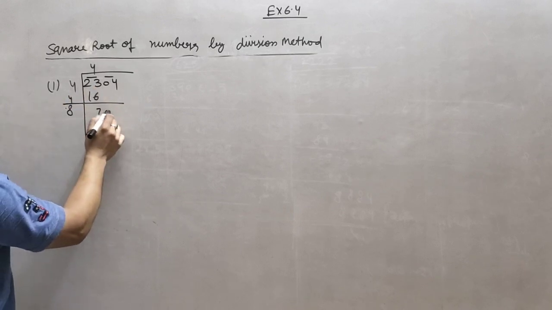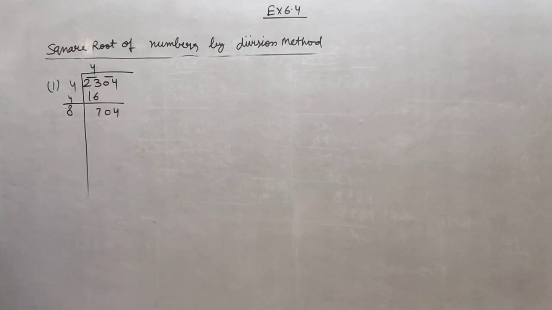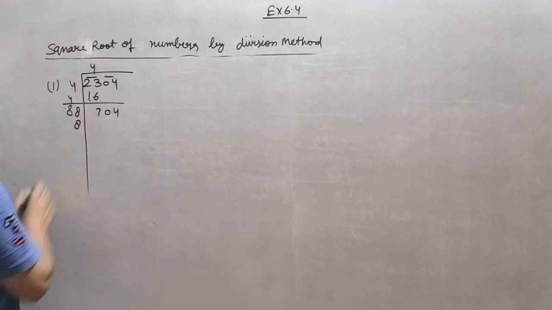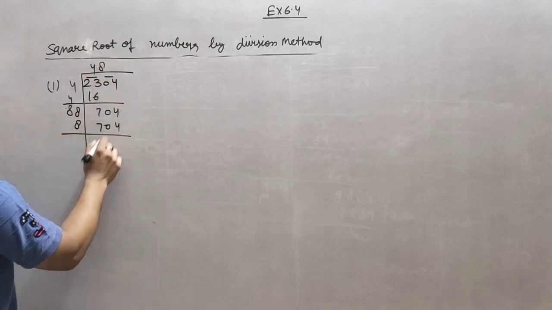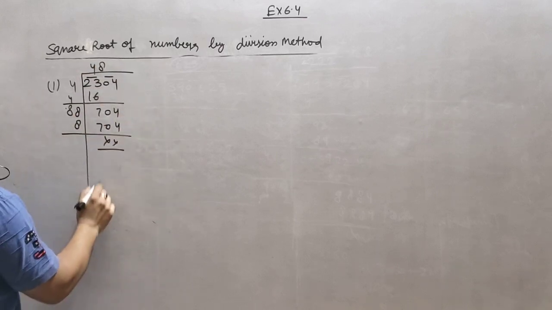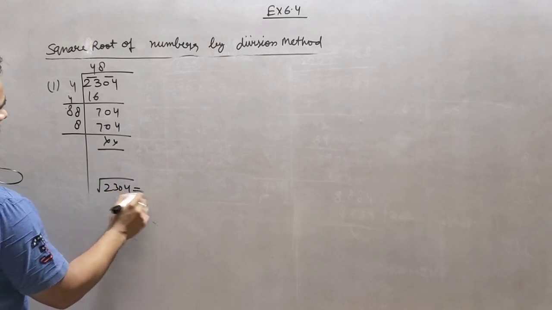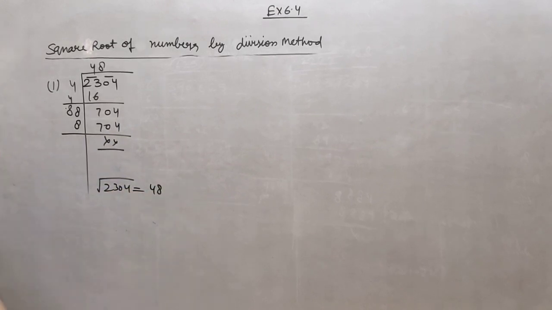And it will be 704. And how many times? Because we want 2. So it will be, I think, 8. So 8 8s are 64, and 8 8s are 64, 70. So it means what we will write here? Square root of 2304 is 48.